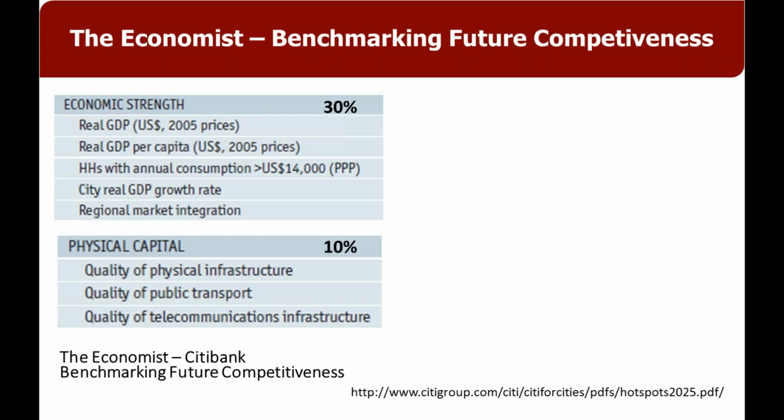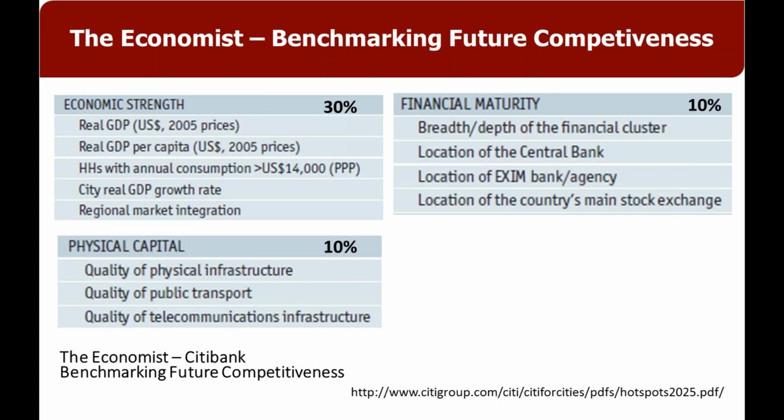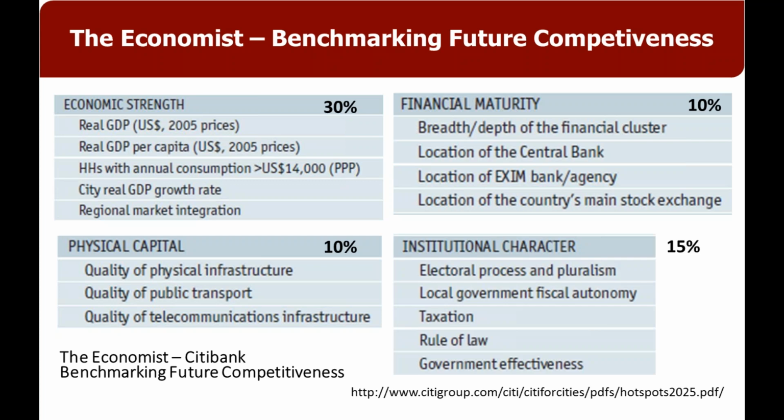They look at the physical capital of your community, and they gave that a weighting of 10%, and they're looking at physical infrastructure, public transport, telecommunications. Your financial maturity got 10% as well. The depth and breadth of your financial cluster, where is your central bank, what's the location of your banks and agencies, and the location of your country's main stock exchange.